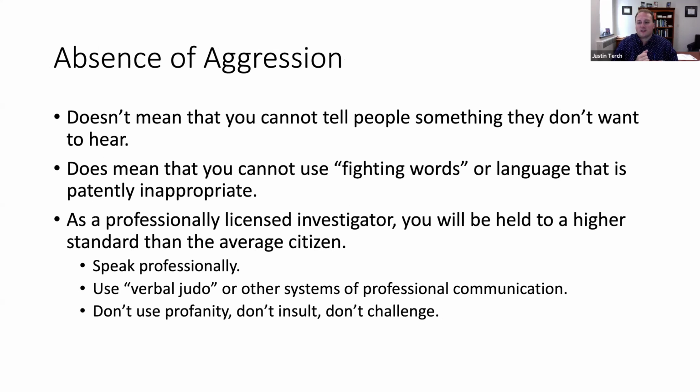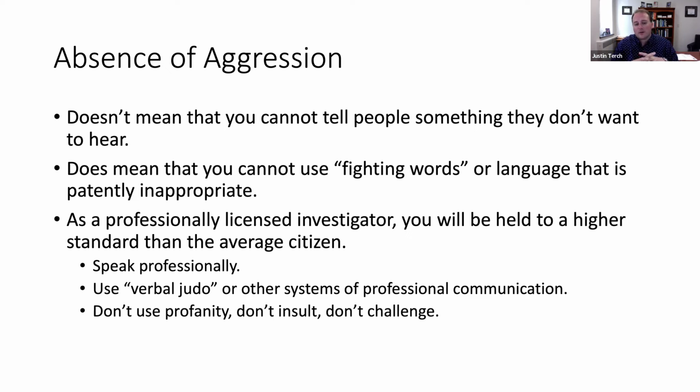The absence of aggression doesn't mean that you can't tell people things they don't want to hear. If you're a security officer and it's private property, let's say, and you say, hey sir, unfortunately you've been trespassed. I need you to leave. That's not what we're talking about. But what it does mean is fighting words like we talked about a few minutes ago. Language that is patently inappropriate. When you are the one who's out of control with your mouth, when you are the one challenging somebody to a fight, that's going to get you in a lot of trouble.